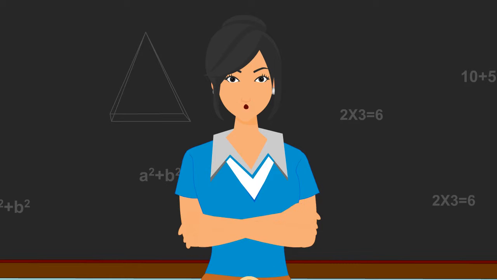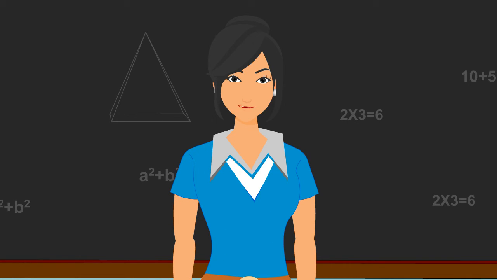So children, in this chapter, we learnt about area and volume of different shapes. Hope you have understood the chapter.